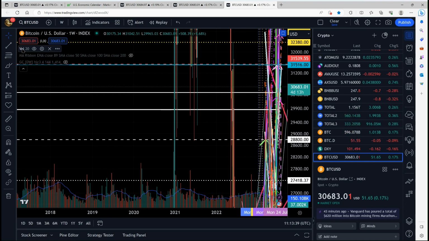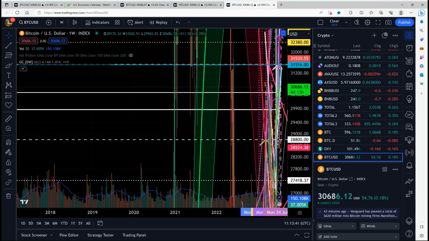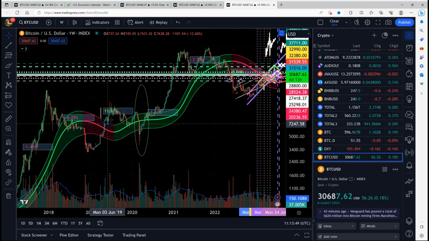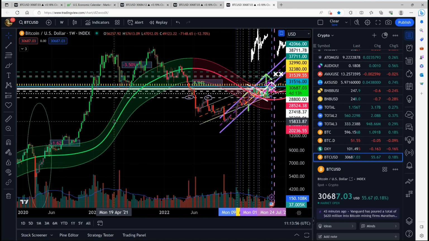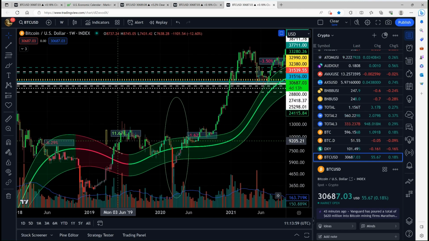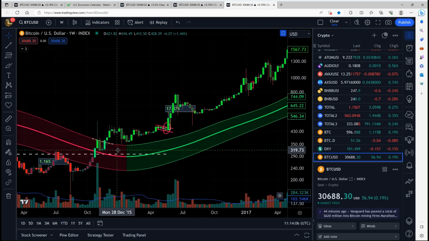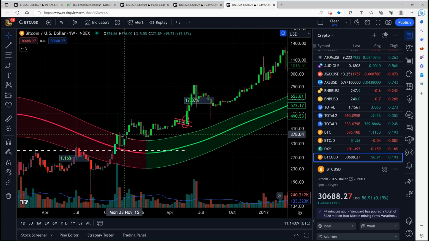Turn on our little Gaussian channel, and let's put this on auto. So you can see, as we've broken out in the past here in April 2019, zoom in, we came up, came back down, and retested this. Again, back here in 2015, 16, came up, came down, and retested it.